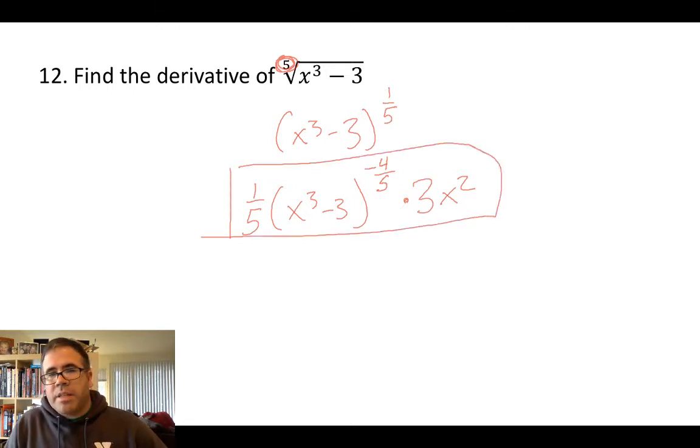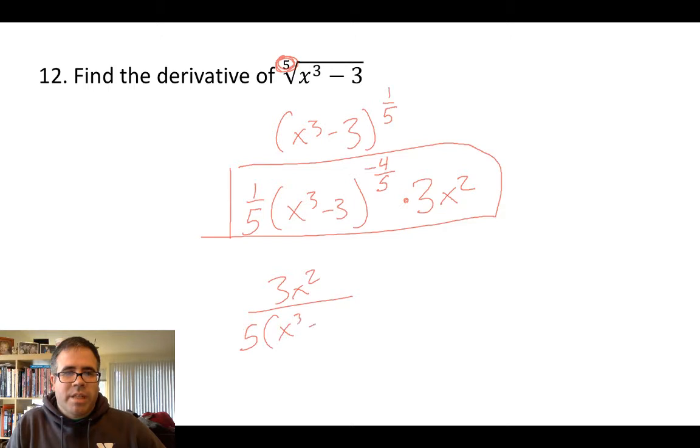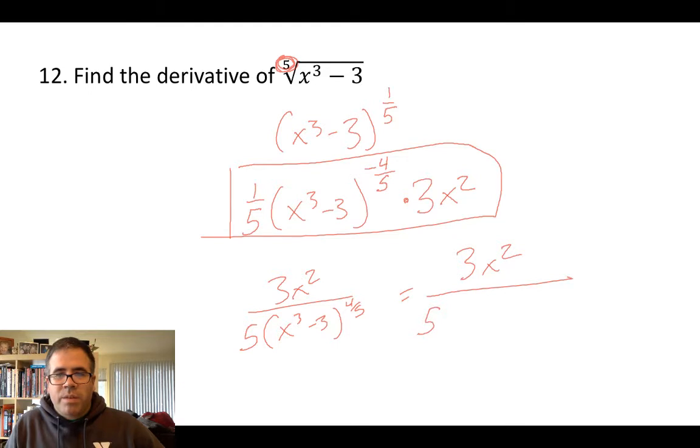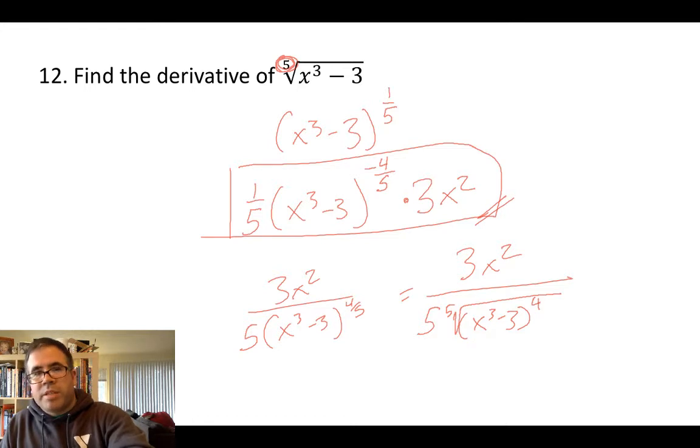If you want to make it look a little bit nicer, you could say that this is the same as 3x squared over 5 times x to the third minus 3 to the 4/5. This is another way to write it. If you need it in root notation, then you would write it 3x squared over 5 times the fifth root of parentheses x to the third minus 3 parentheses to the 4th power. All of these are equivalent ways. I accept all of them. They're all great. Whatever one makes you feel happiest.